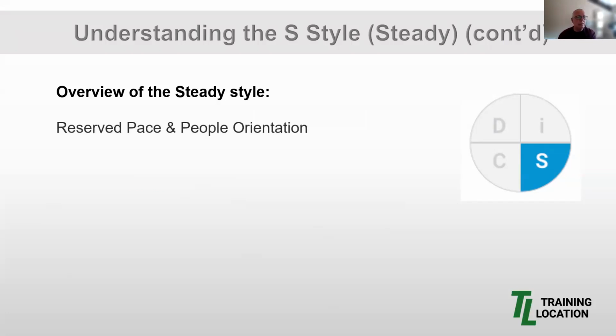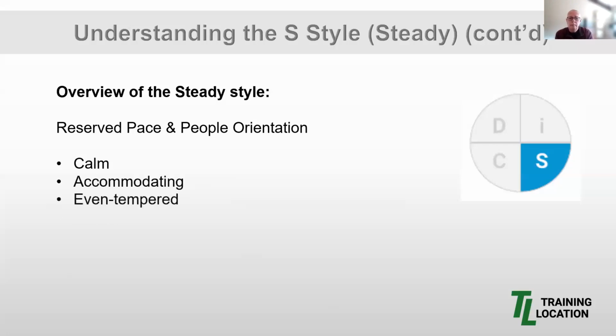So as noted, the S style generally has a more reserved pace coupled with a people orientation priority. The S prefers to provide support, maintain stability, and collaborate. Those three descriptors are just things I'd like you to keep in the back of your mind, but I'm going to give you some more now. Other descriptors of a higher S might include calm, accommodating, even-tempered, stable, patient, humble, tactful, and team player.